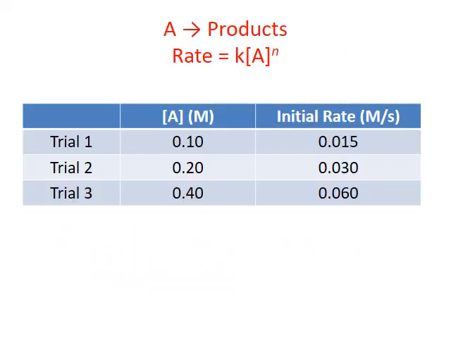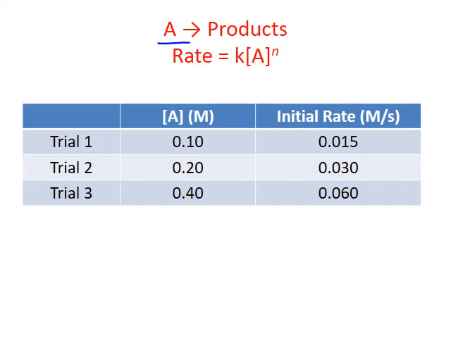So here we have a reaction for one reactant, A, transforming into its products. It doesn't actually matter what the products are when we determine the rate law, because the rate law is only dependent upon the concentrations of the reactants. That's all we see in our rate law. So that's why I'm not really specifying what the products are in any of these general reactions.